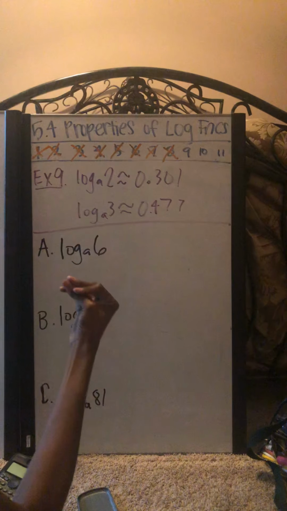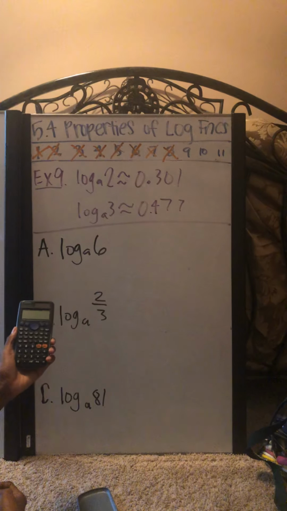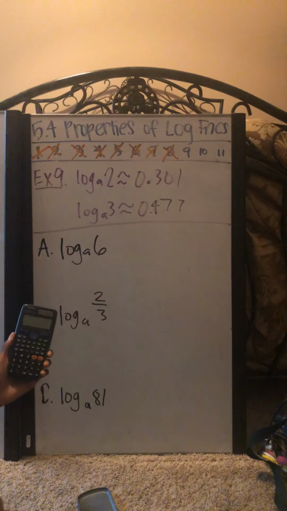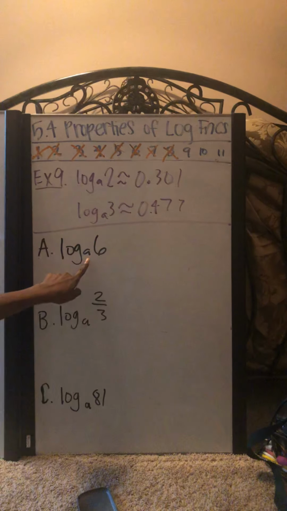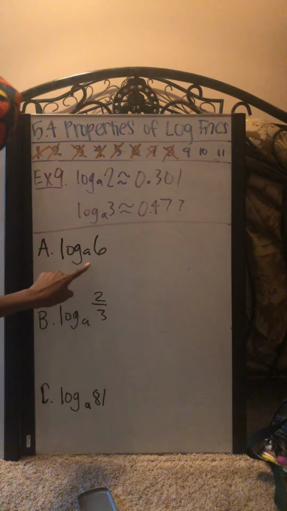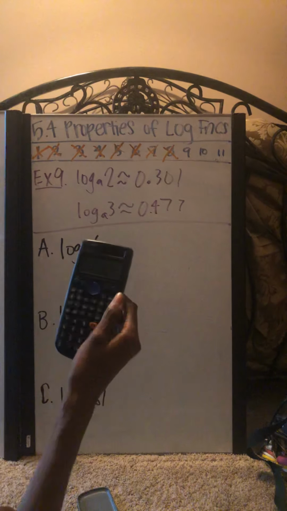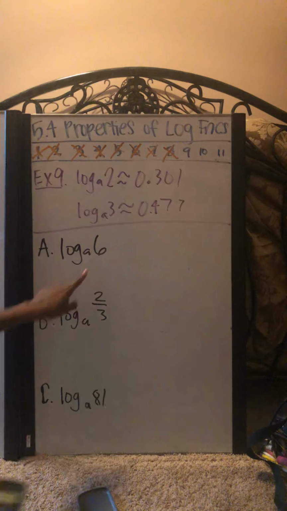For this specific example, if you were to plug them in your calculator, you will get the correct answer. But when you try to do it on your homework, you will not get the correct answer, because A just so happens to be 10 for this problem, okay? But again, when you have letters, you cannot use your calculator to find the log, okay?